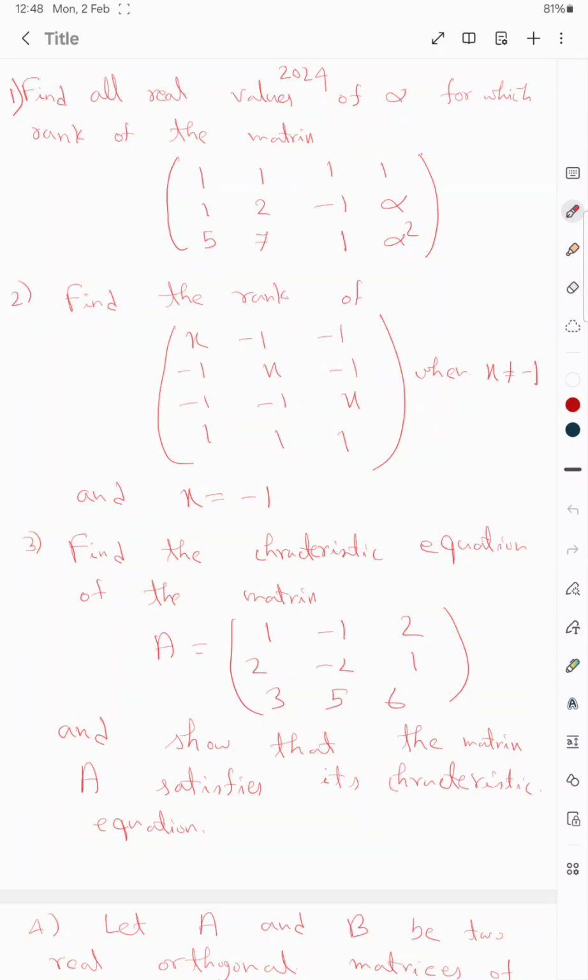We already have 4 lectures on matrix theory, so we have covered almost the theorem portion. Now, let's discuss some problems one by one.